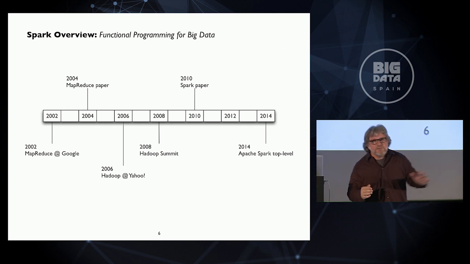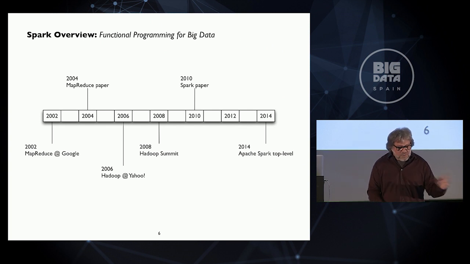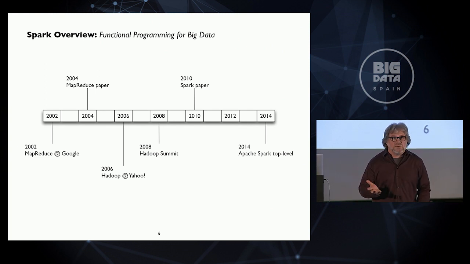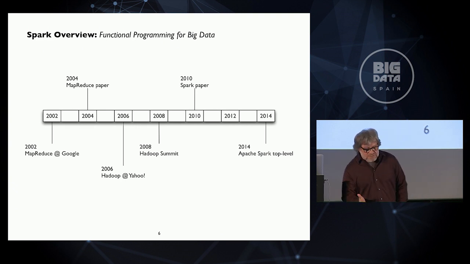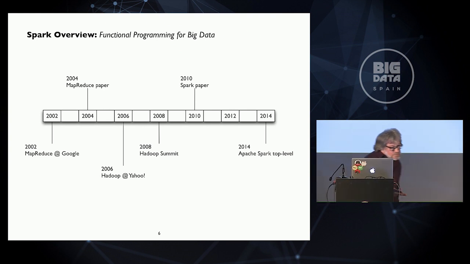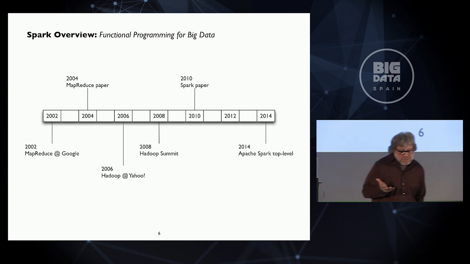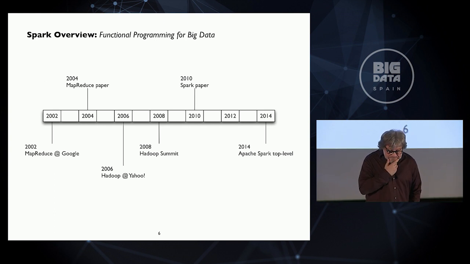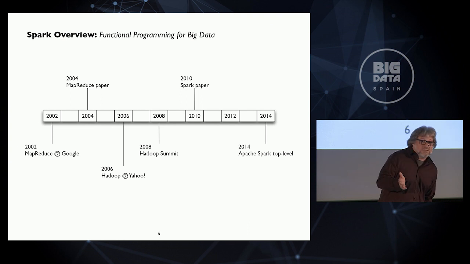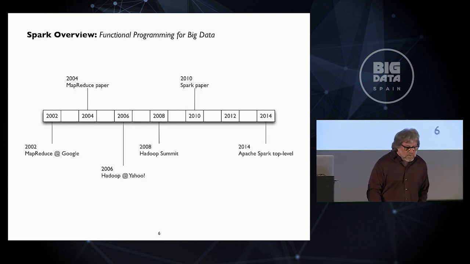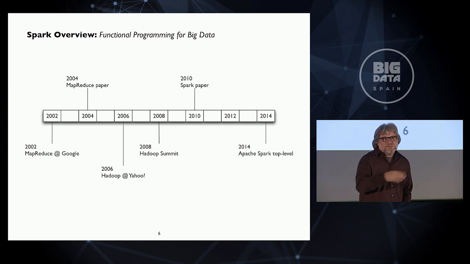By 2010, they published the initial paper. And then over the next couple of years, this open source project took off. By late 2013, it had become a very popular project. It became a top level project at Apache by 2014. And then coming into 2015, it's become one of the most popular projects in the Apache Software Foundation. What I want to show with this timeline is that this happened over a decade. We went from Google doing MapReduce to Spark becoming one of the most popular projects on Apache.